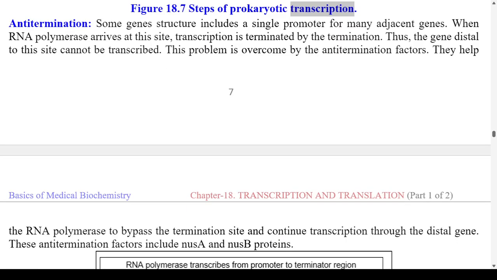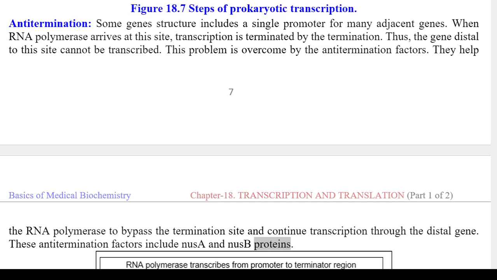Anti-termination. Some genes' structure includes a single promoter for many adjacent genes. When RNA polymerase arrives at this site, transcription is terminated by the termination. Thus, the gene distal to this site cannot be transcribed. This problem is overcome by the anti-termination factors. They help the RNA polymerase to bypass the termination site and continue transcription through the distal gene. These anti-termination factors include NUS-A and NUS-B proteins. Figure 18.8 Role of anti-termination factor in transcription.